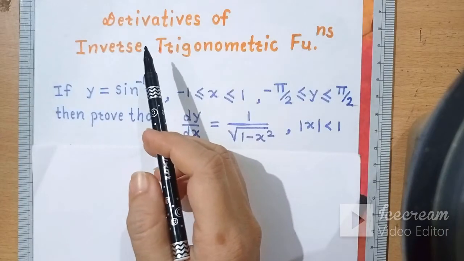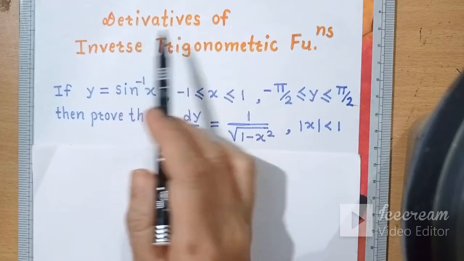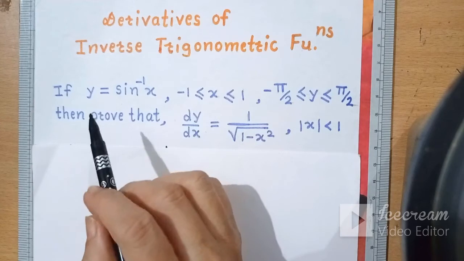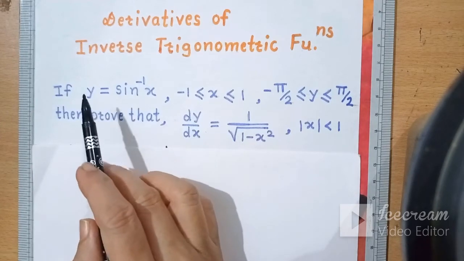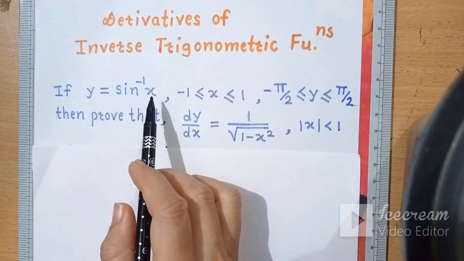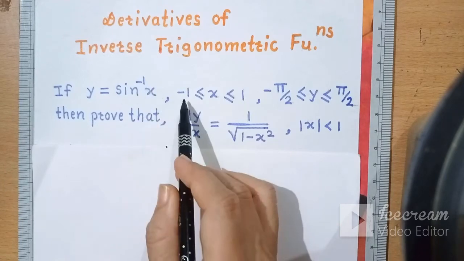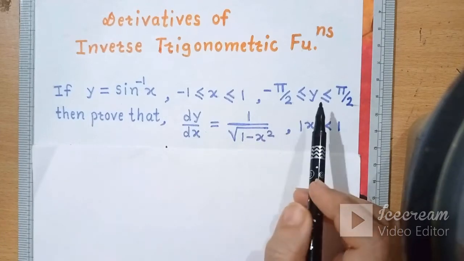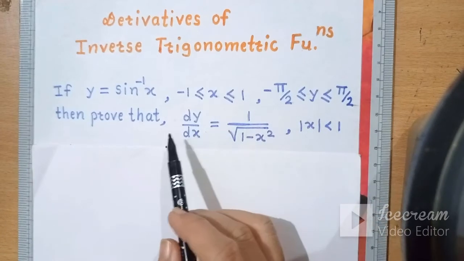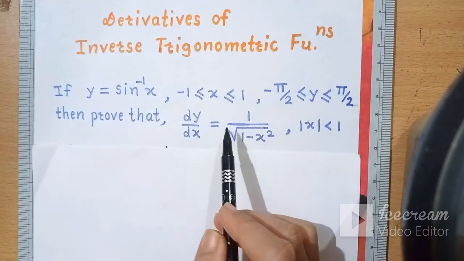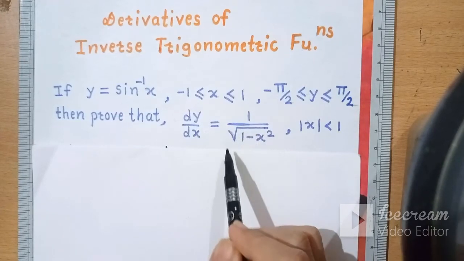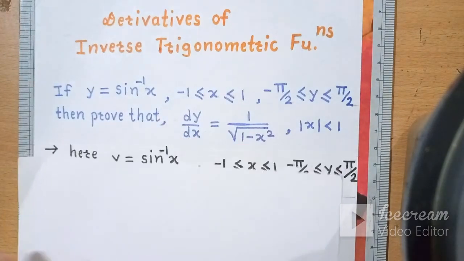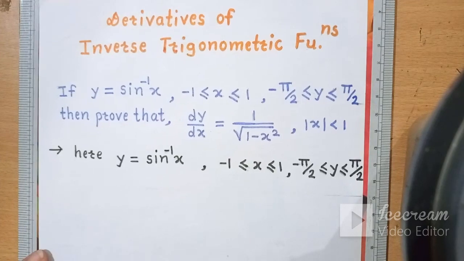Hello students, here we are discussing derivatives of inverse trigonometric functions, and now we are going to prove that if y is equal to sine inverse of x, where the value of x lies between minus 1 to 1 and y lies between minus pi by 2 to plus pi by 2, then dy by dx is equal to 1 upon root 1 minus x square. So first write this down here. So y is equal to sine inverse of x.